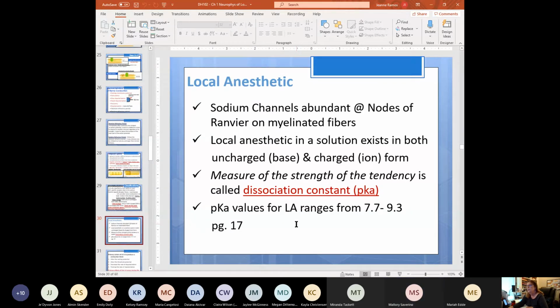Yeah, it can. It has more to do with the fact that whether it's charged or uncharged has to do with whether that part of the local anesthetic can even get into the nerve to numb it. Only bases can get into the nerve. So only the RN can get into the nerve as far as the actual ions go.